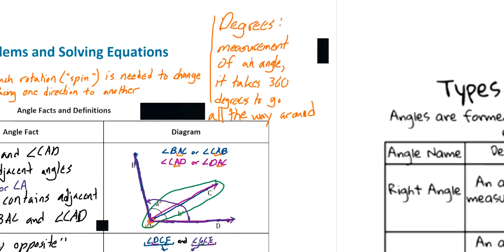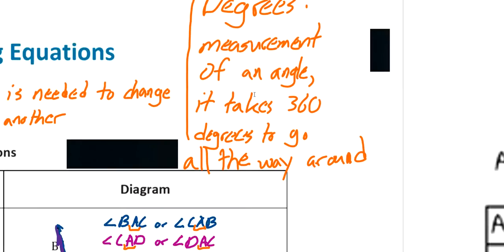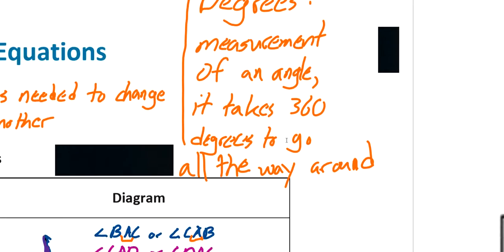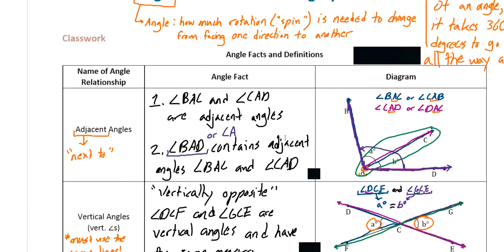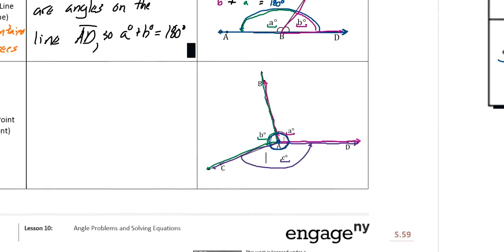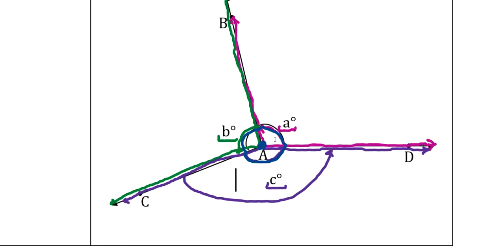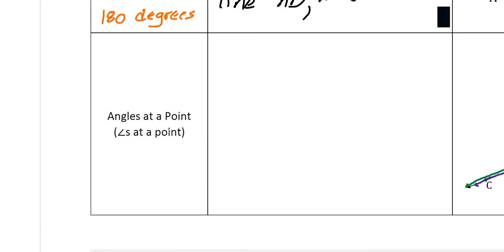Degrees, measurement of an angle. It takes 360 degrees to go all the way around. Geez, my handwriting looks awful when you zoom in on it, so we're going to zoom out of that. But look at this. We went all the way around. That means that this angles at a point means that all the way around a point equals 360 degrees, just like we did with those three angles back there.